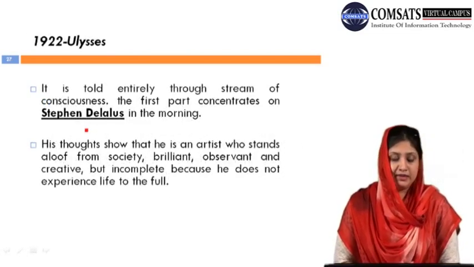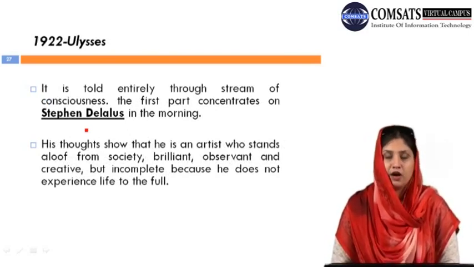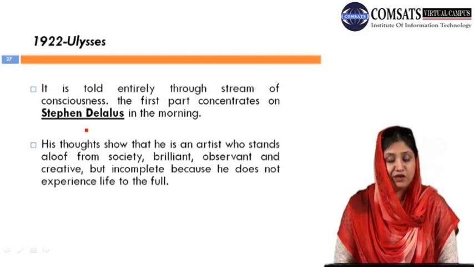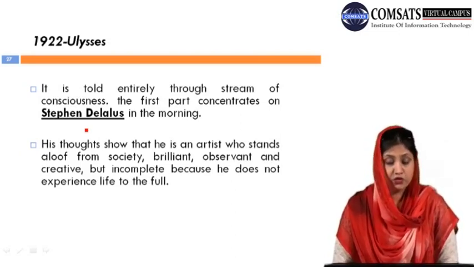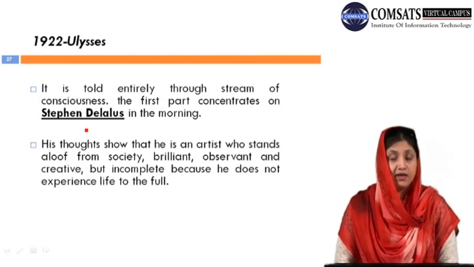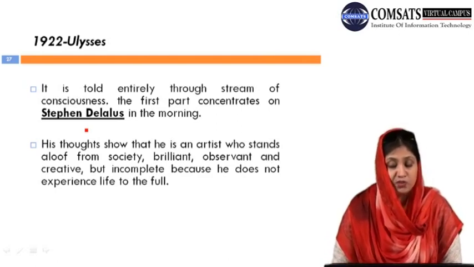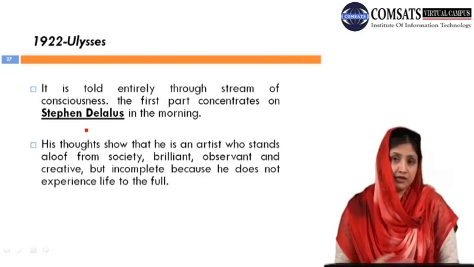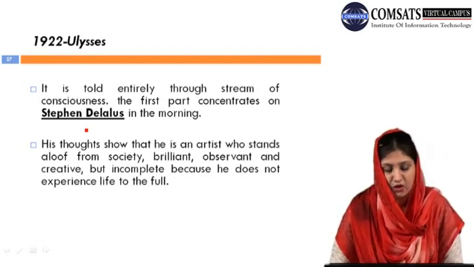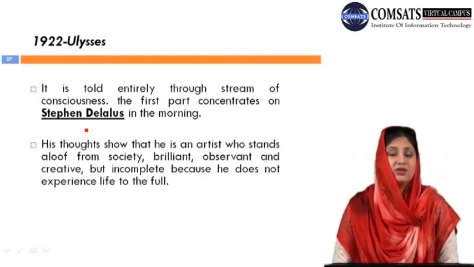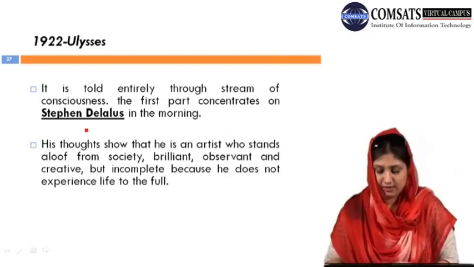When we talk about Ulysses, it is told entirely through stream of consciousness. The first part concentrates on Stephen in the morning. His thoughts show that he is an artist who stands aloof from society, the theme of isolation. Brilliant, observant and creative, with godlike abilities, but incomplete because he does not experience life to the full. So he needs to experience exile, taking himself away from society.